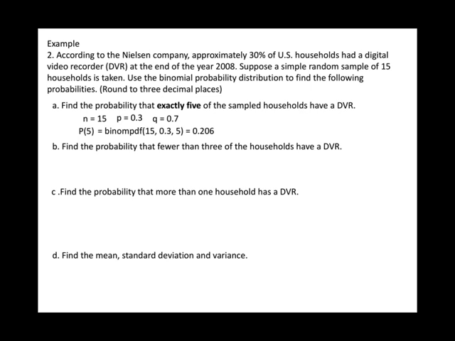Okay, B. Find the probability that fewer than 3 of the households have a DVR. So fewer than 3. We have an inequality. What is the meaning of fewer than 3? You should have an X strictly less than 3. So we are looking for P of 0, P of 1, and P of 2. So this is starting from 0. So we're going to be using binom CDF, cumulative from 0 to 2. Okay, so n, p, and then 2 here. We stop at 2, so we're going to put the 2 in here.